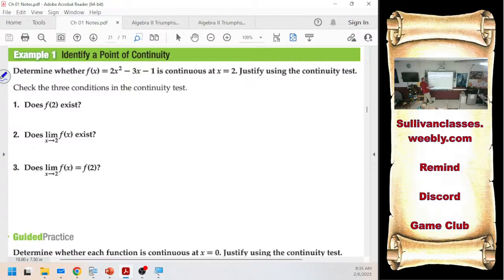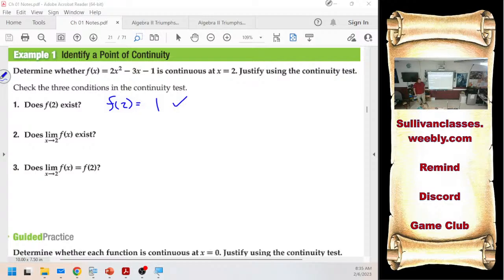So start with f of 2. Does it exist? Plug a 2 in there. Does it work? Two, 4, 8, 6, 2, 1, 1. Yay! It passes the first part of the test.